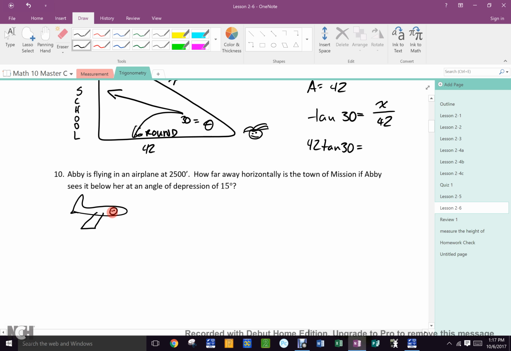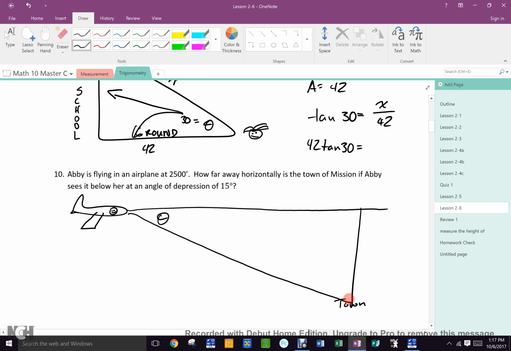Here is Abby. She's bald today. She looks out the window and sees what? The town. At an angle of depression. Well, if Abby didn't look down, where should her eyes be looking? Straight across, because she's flying the plane. Now, the clouds part and she looks down because now she can see the ground. So now where have her eyes gone? Downward. So where is the angle of depression? Right there.